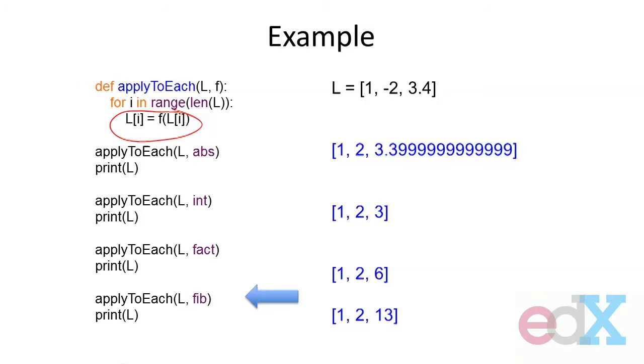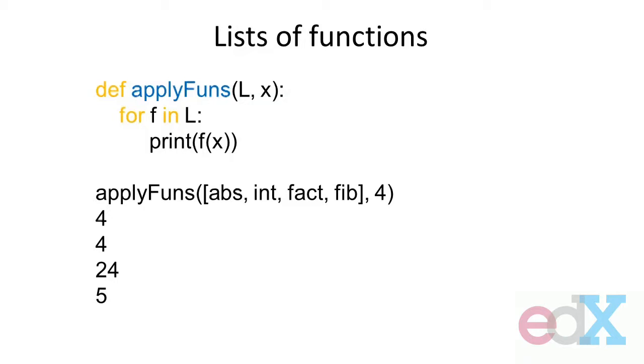That says we can do a bunch of interesting things with functions. But we could do it in a different way. So for example, I said that functions could be elements of lists. So let's think about one where instead of applying a function to a list of numbers, let's apply a list of functions to a number. So here's apply funds. It assumes that L is a list of functions. It assumes X is a number. And what's it going to do? It's going to loop through each of the elements of the list and call that function on the number and then print it out.